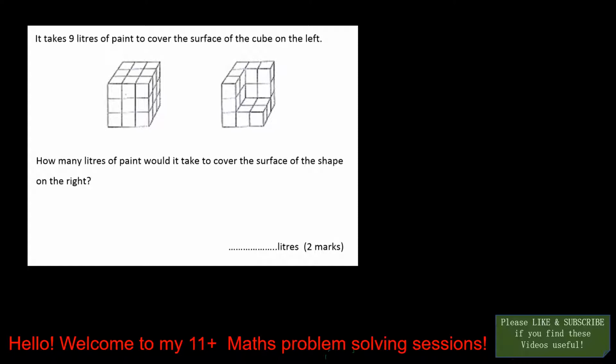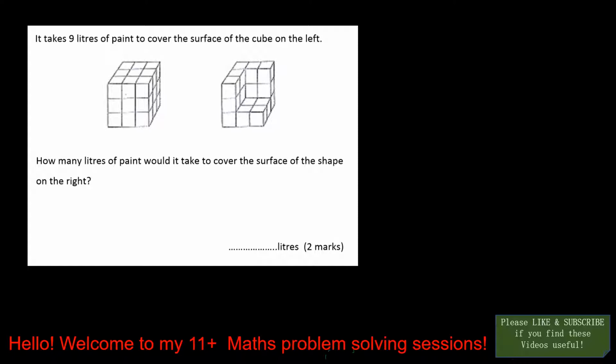This one is a bit tricky, I think. It takes 9 liters of paint to cover the surface of the cube on the left. Okay, so this cube looks like a Rubik's cube, but the question is not about the cube as such. I think it is more to do with the squares that make up this cube. So we have to look at the little squares that are making it up, and count the number of squares. Let us look at the question again.